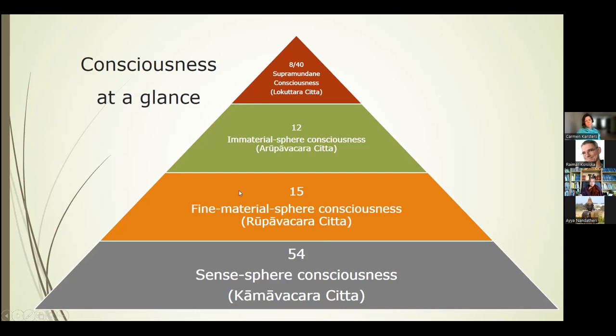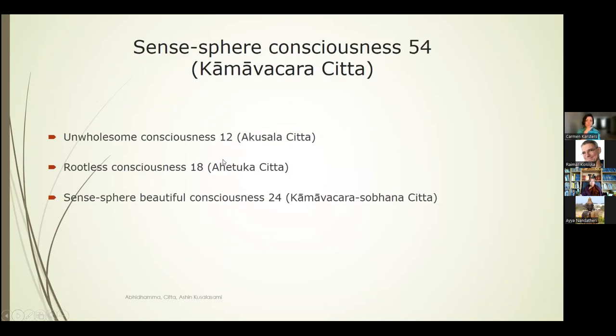Without keeping this consciousness in mind, you cannot learn the next chapter. So the consciousness at a glance is 54, 15, 12, and 8. The 54 sense sphere consciousness are of three kinds: unwholesome consciousness, akusala citta; rootless consciousness, ahetuka citta; and sense sphere beautiful consciousness, 24. I will not go into what are 12 and what are 18 and 24.